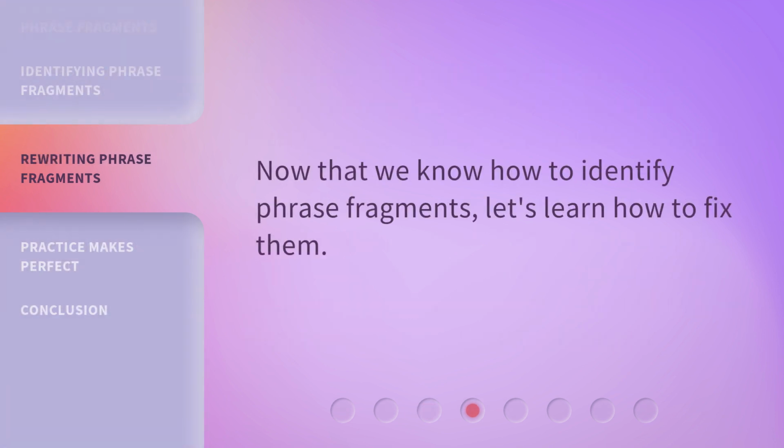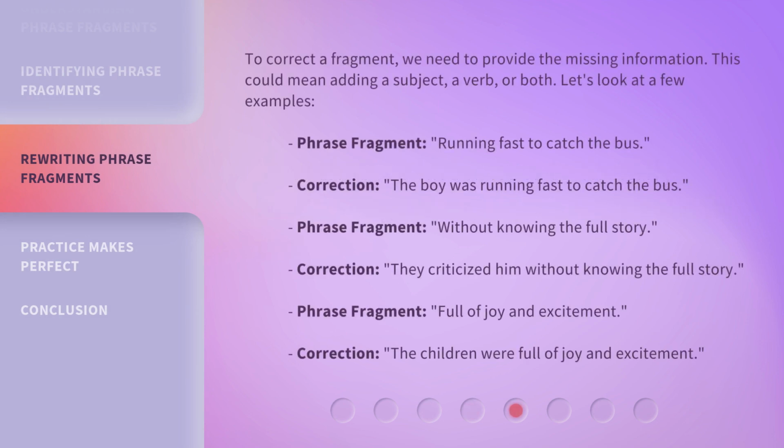Now that we know how to identify phrase fragments, let's learn how to fix them. To correct a fragment, we need to provide the missing information. This could mean adding a subject, a verb, or both. Let's look at a few examples.